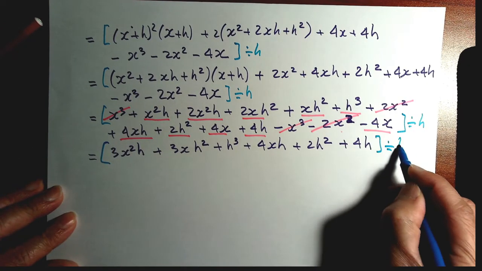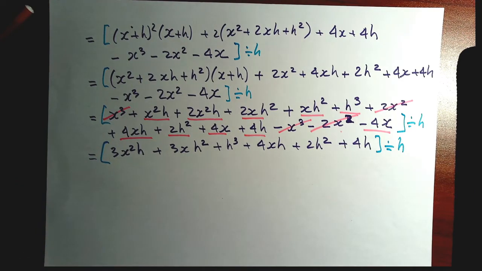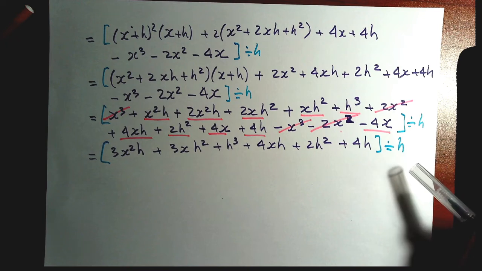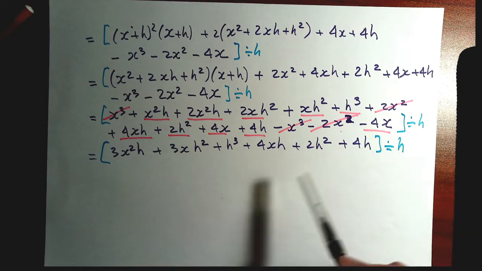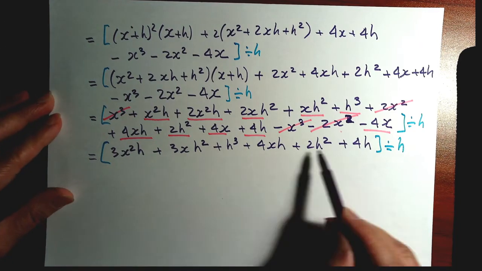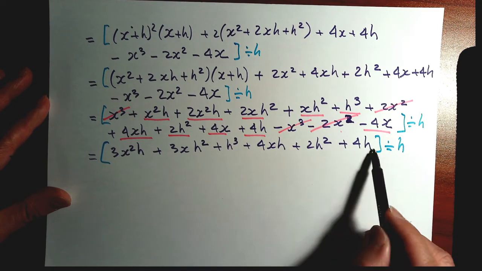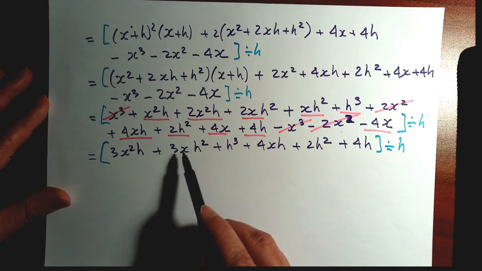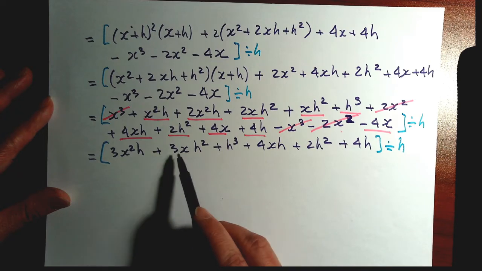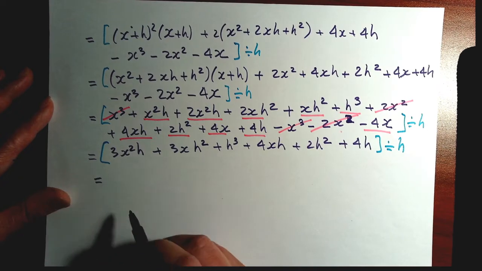Divide by h. What is happening now is that we have the limit as h approaches 0 to this expression, and we are trying to simplify this expression a little bit more. And if you look at this expression, you will see that h is a common variable in every single term. So in fact, I can factor out h.